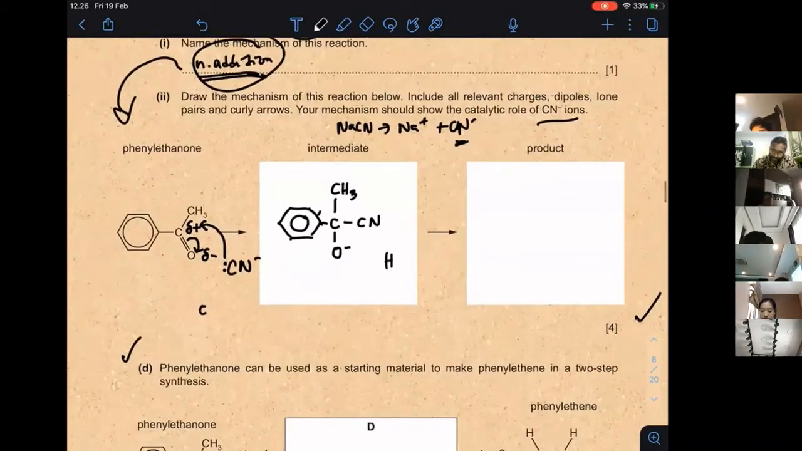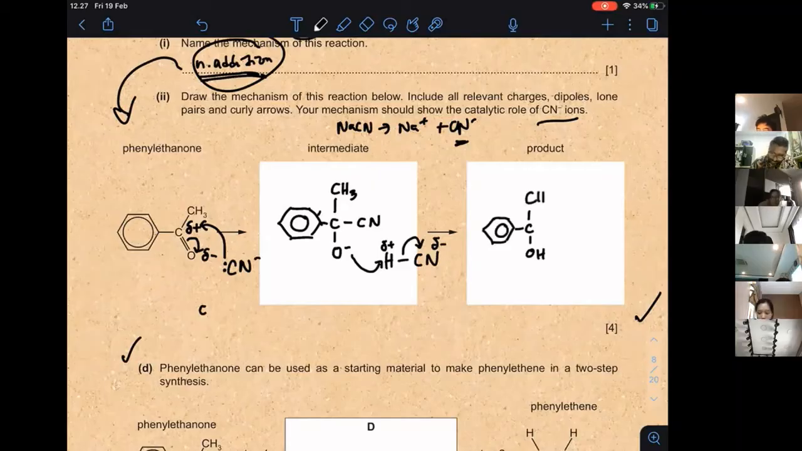Now HCN, do remember, the electron from here will go over here. So heterolytic fission is going to happen. This is going to be delta negative, and this is going to be delta positive. So the electron from here will go towards this H. So you are going to get, I'll just draw C, this is going to become OH, and this one will stay.